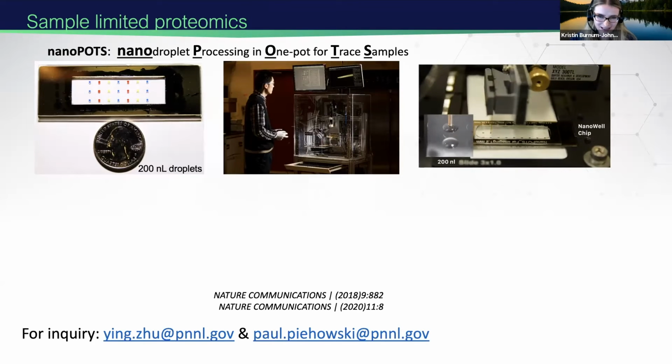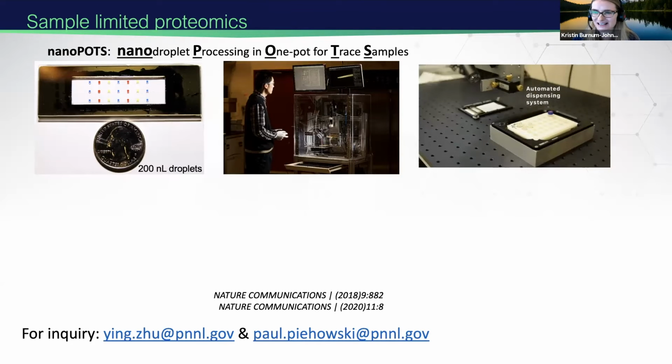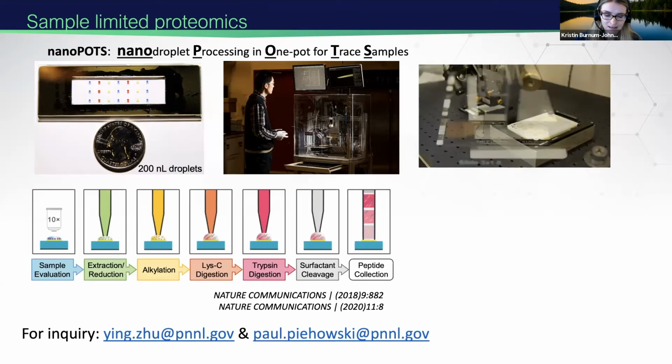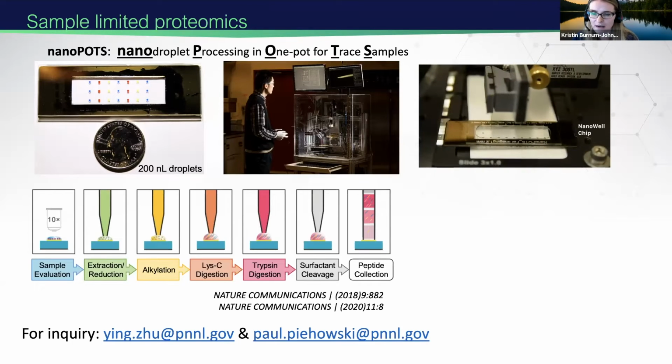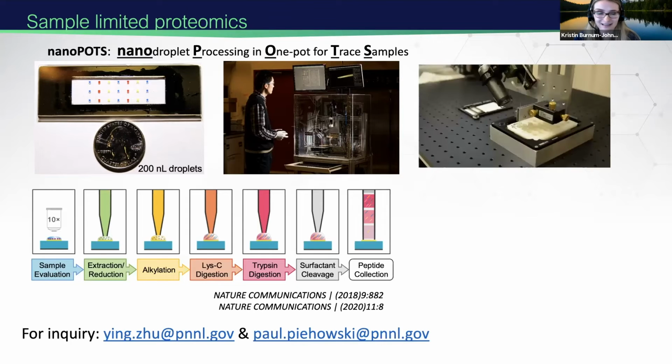In the picture to the left here, you can see the nanowells with 200 nanoliter droplets of colored liquids, so you can visualize them. And in the video to the right, you can see the automated dispensing system, which fills and extracts liquid in the nanowells. Therefore, we now have a robust way to perform all the proteomic sample preparation steps, pictured at the bottom left: extraction, reduction, alkylation, enzymatic digestion, here using Lys-C and trypsin, and cleanup, all in 200 nanoliter volumes.